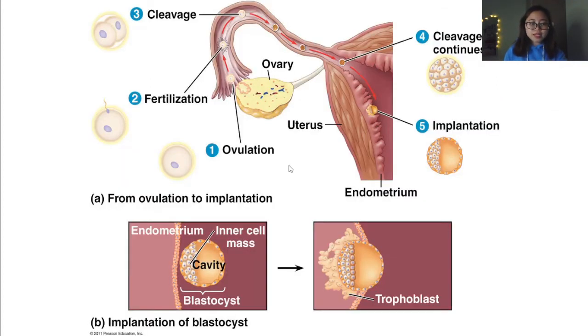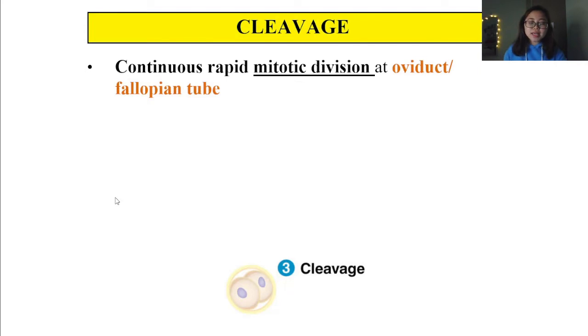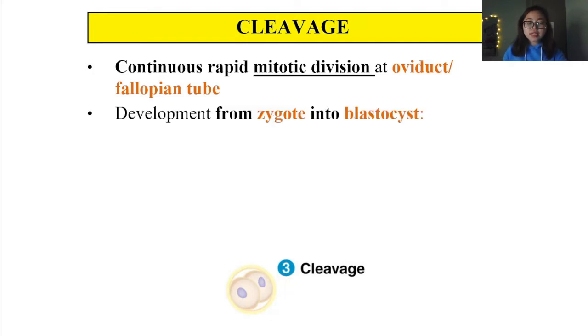Okay, so the stages can be summed up in this diagram. As you can see here, we show it from ovulation to fertilization to cleavage to implantation and later on as the implantation of blastocyst continues. We'll first talk about the cleavage stage, first stage in embryogenesis. This is the stage where there is continuous, rapid mitotic division at the oviduct or the fallopian tube. It is the development from zygote into blastocyst.